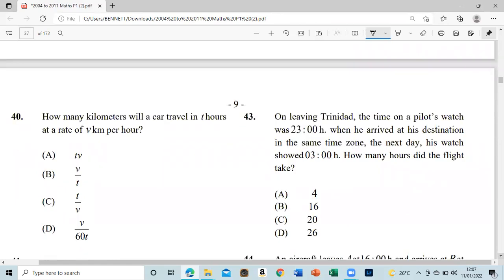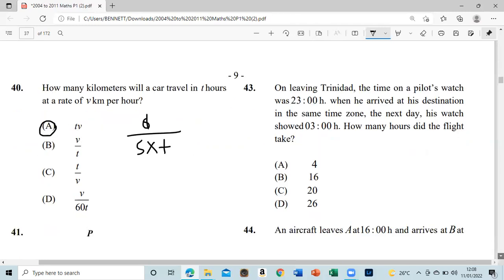How many kilometers will a car travel in 3 hours at a rate of v kilometers per hour? So notice it's a distance, right? And distance is equal to speed times time, right? So that's t times v. So this is tv. All right, so let's go. No need to complicate the maths now.